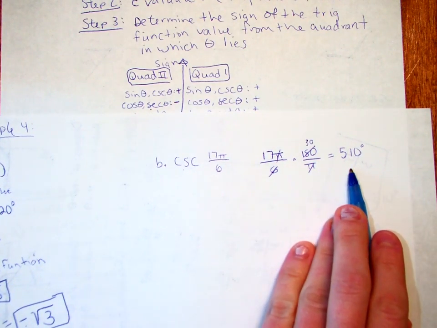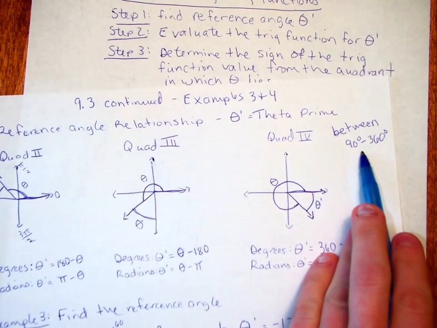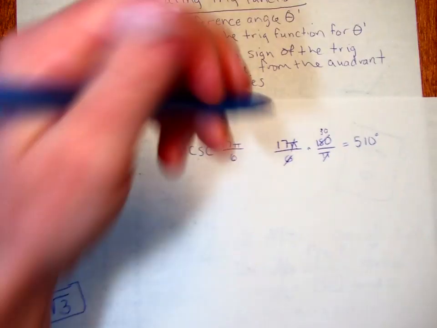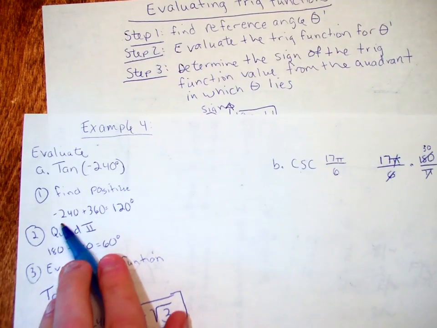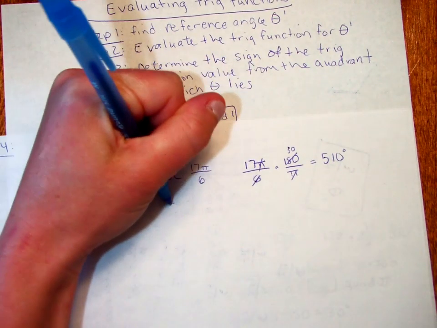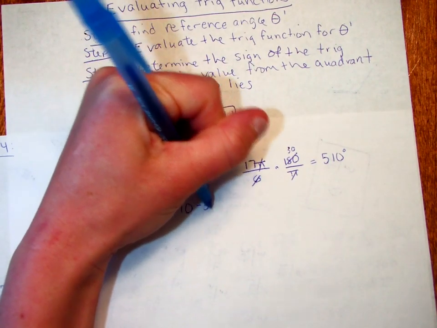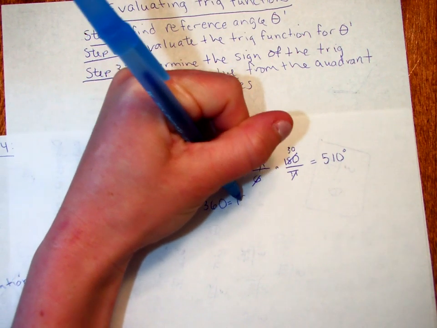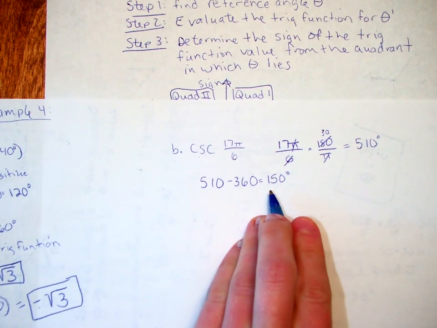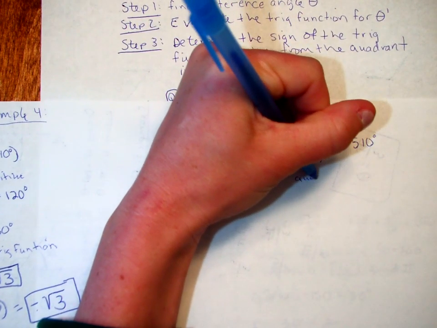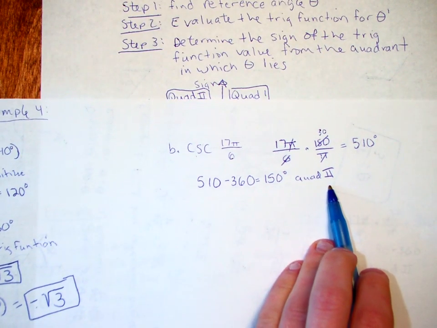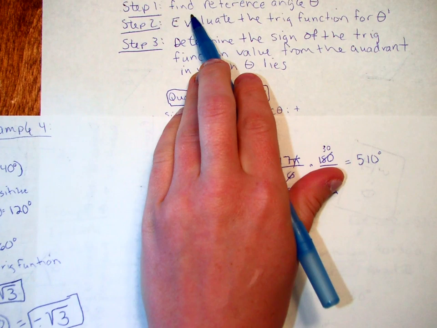Again, we need something between 90 and 360. So 510 does not work for us. So just like our angle where we had to add 360, because 510 is bigger, we're going to subtract 360. So 510 minus 360 gives me 150 degrees. Now we're back in action. This now works. And it's also in quadrant 2. Okay, so in quadrant 2, we still need to find our reference angle.